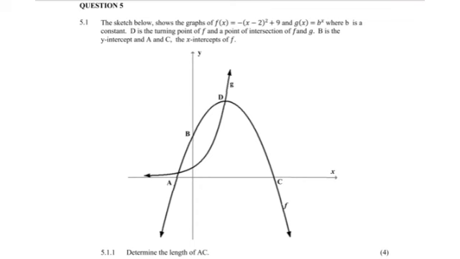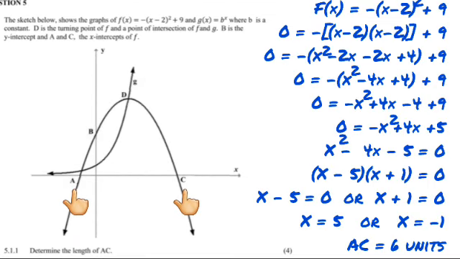So we are looking at our graph there. We have two graphs, g(x) and f(x). And then in 5.1.1 it says determine the length of AC. So A to C, you see that they are the x-intercepts of the graph of f. What that simply means for you is that we are looking for x-intercepts, and when you're looking for x-intercepts, you have one golden rule, and that is to equate your y to 0.